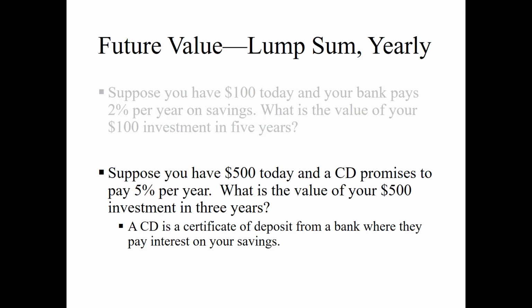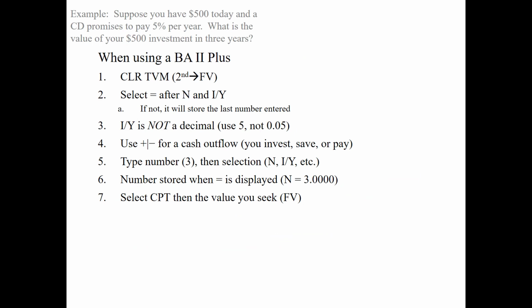On our next example, suppose you have $500 today and a CD promises to pay you 5% per year. A CD is going to be a certificate of deposit from a bank where they pay interest on your savings, and your savings are committed to the bank for a certain amount of time, perhaps 3 months or 6 months or maybe 2 years. And we want to know what the value of your $500 investment is in 3 years. So we see our example at the top.